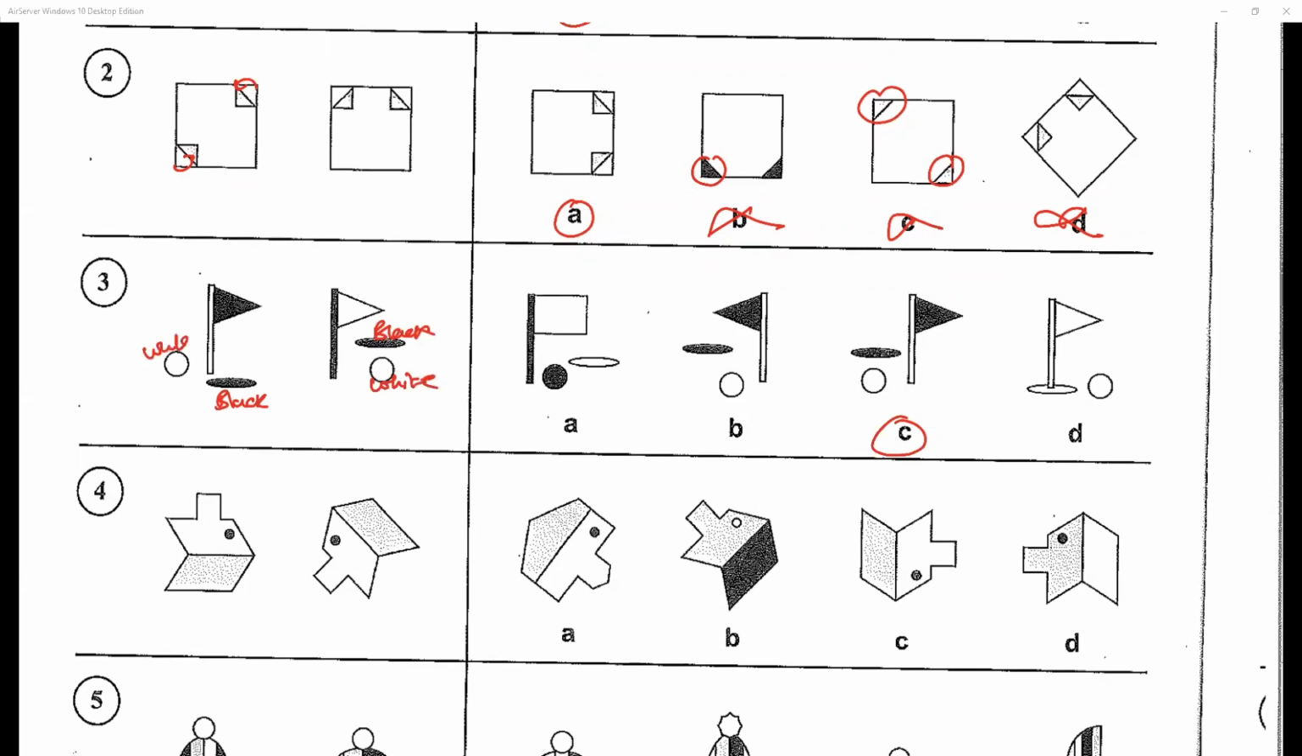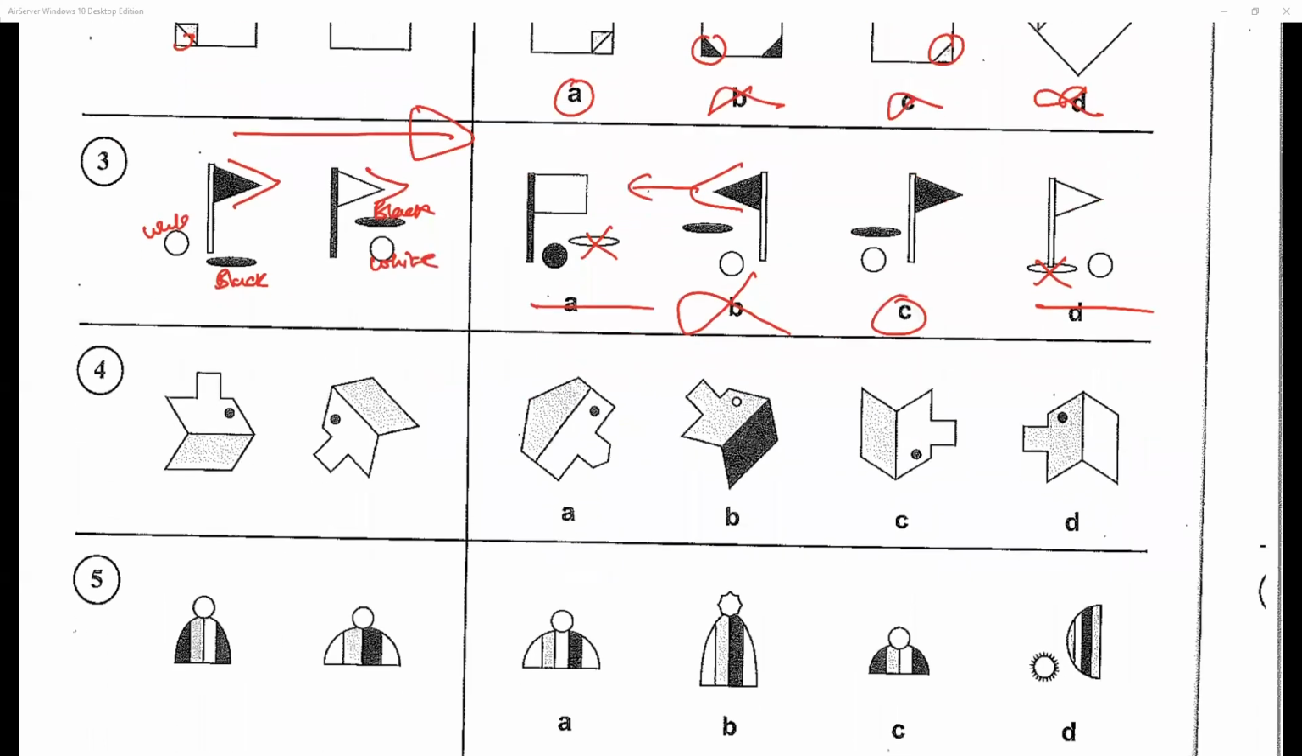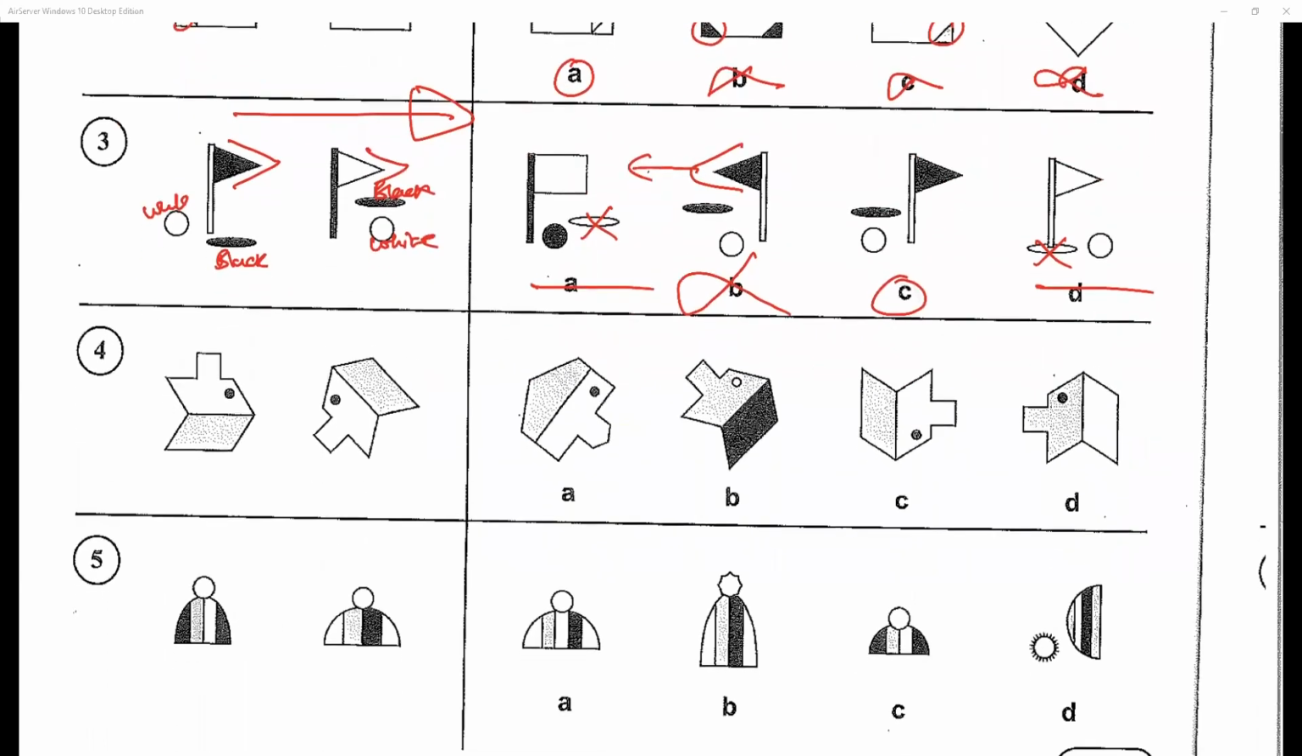Okay, so it's got to be black. So this one is not black. And this one's missing. It's actually over here is white. So far those two are already out. Now, which way is the flag facing? To the right. And this one is facing to the left. No good. So it has to be C. So we're left with C. Fantastic. Lovely. Question number 4.